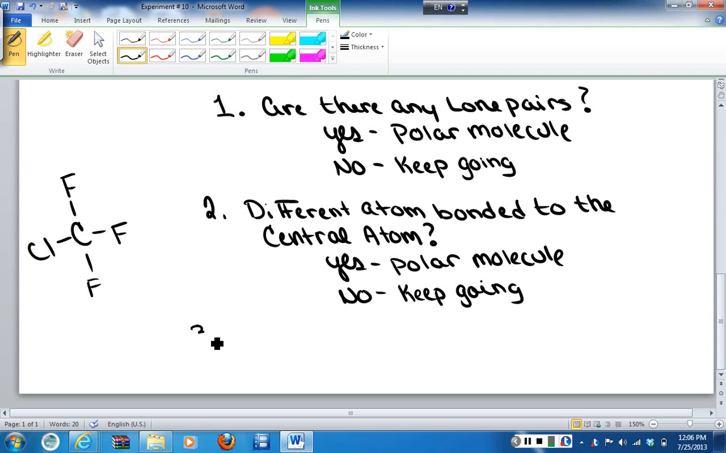Now the third thing you have to look at is the 3D structure. And this one's going to become important, especially with the next example that we do. So when you're determining molecular polarity, you want to go through these three things, and what you're essentially doing is determining, do I have a net dipole moment? If so, I am polar. Do I not have one? If so, I am a non-polar molecule.